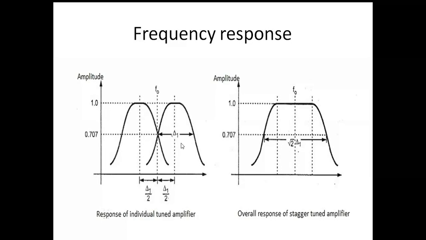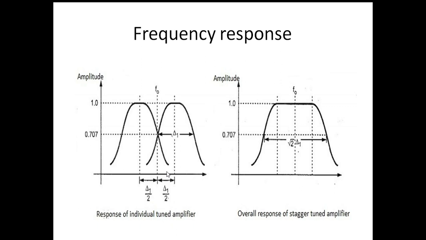These are the frequency response curves of a stagger tuned amplifier. Here, the response of the individual tuned amplifiers and the overall response of the stagger tuned amplifier. This is the first single tuned amplifier response. Next, this curve is the second single tuned amplifier circuit frequency response. For this one, this is the resonant frequency. For the next one, this is the resonant frequency.